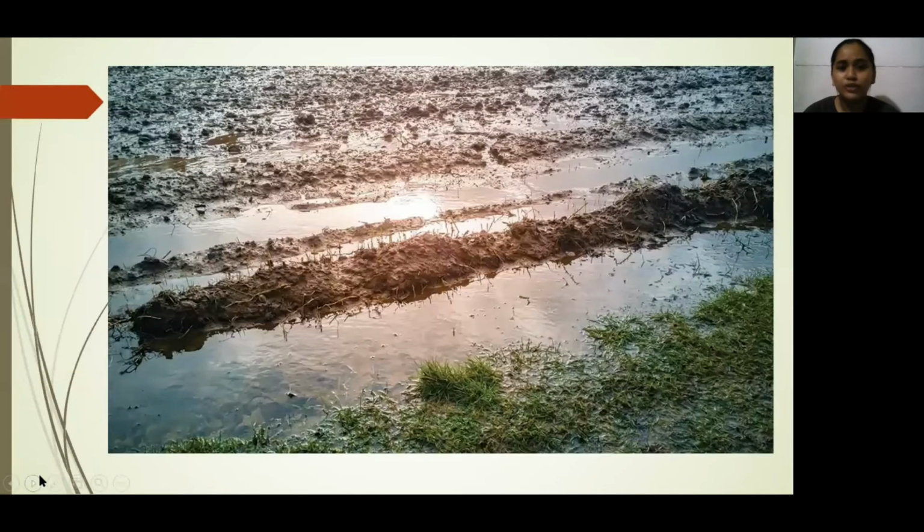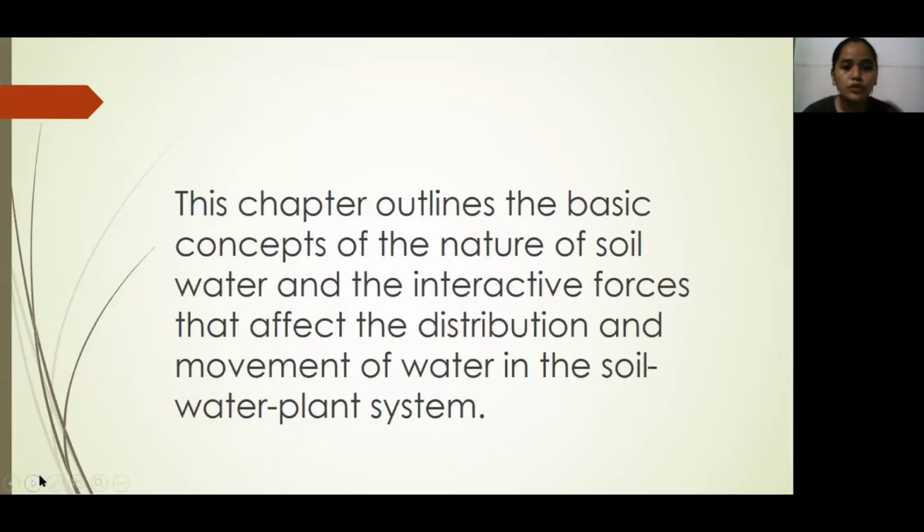In soil-water relationship, it composes the important relationship between soil and water in irrigation systems. This chapter outlines the basic concepts of the nature of soil, water, and the interactive forces that affect the distribution and movement of water in the soil-water-plant system.